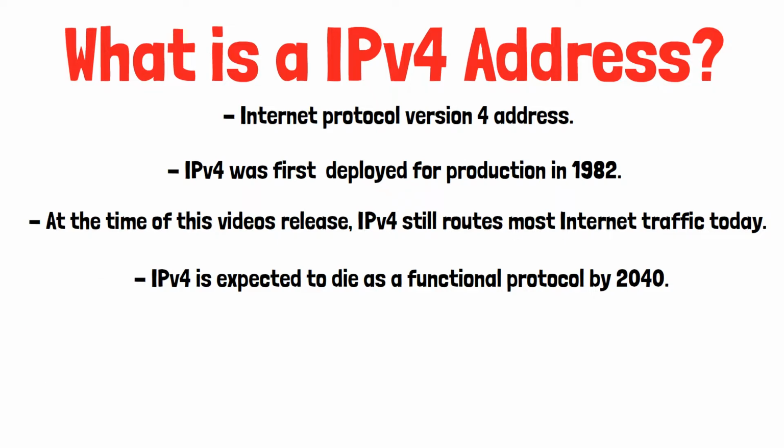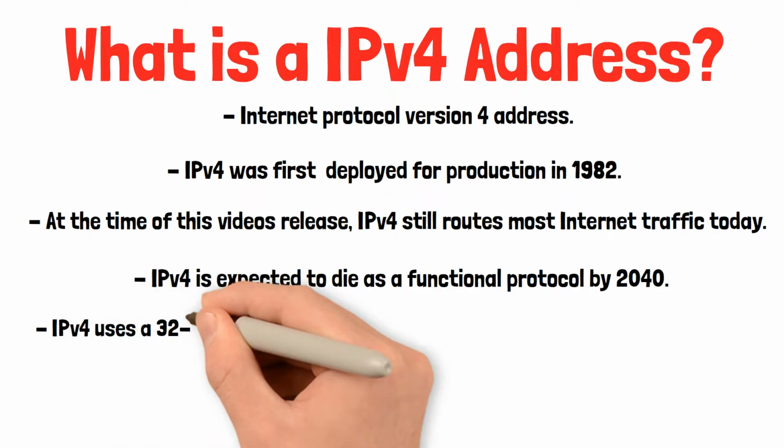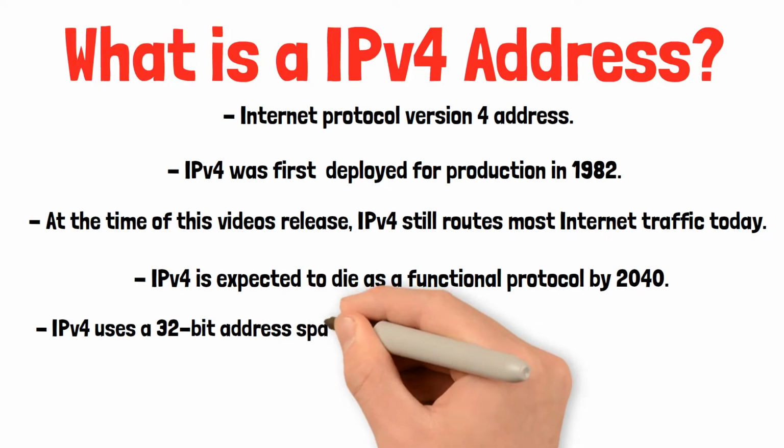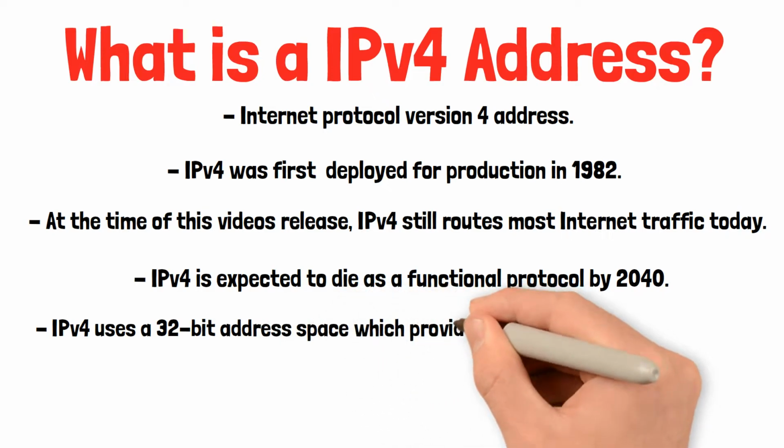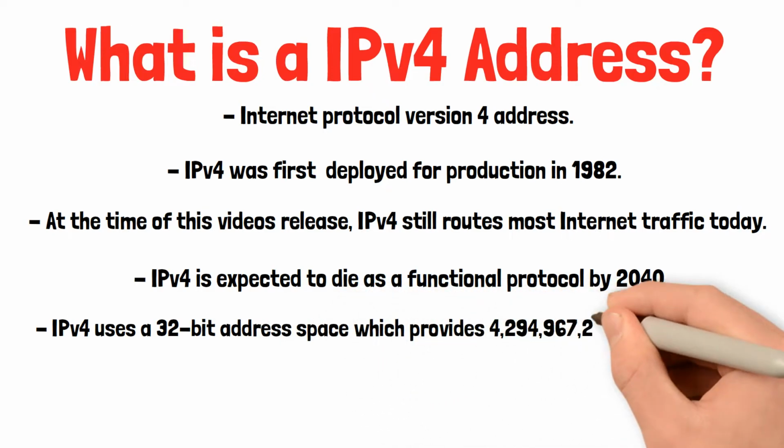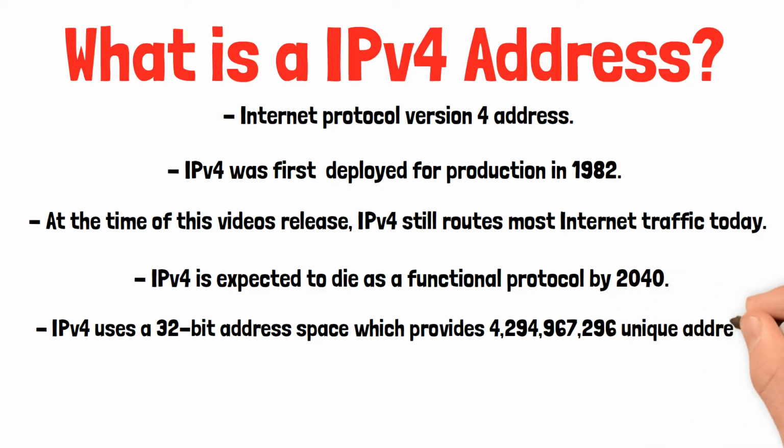So a couple other things to keep in mind. IPv4 uses the 32-bit address space, which provides 4,294,967,296 unique addresses. While that sounds like a lot, think about all the devices today, all the smart devices we have, all the different computers, all the phones and other stuff that's out there. That address space is really not as big as it seems, and that's the problem with IPv4 and why it's going to eventually be phased out.